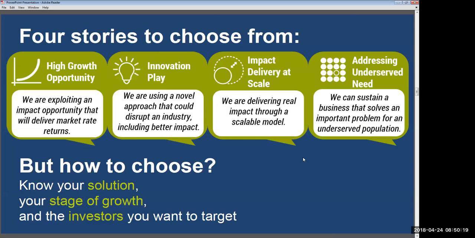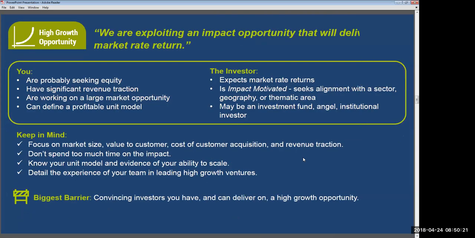All right. So the first type is the high growth opportunity. And this is kind of the default type for most venture capital. This is when a venture says, we're exploiting an opportunity, we think it's going to deliver market rate return, we think that equity is appropriate, there's going to be significant revenue, there's a large market, we can define a profitable unit model, and we can get to it fast.